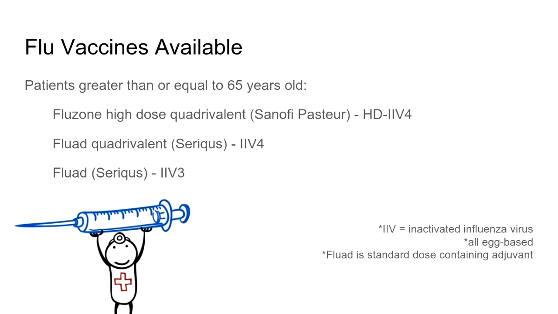So what vaccines are available to the elderly population? In those patients that are 65 years and older, it's recommended that these patients get a high-dose quadrivalent. Basically, what makes this high dose different from the flu quadrivalent, or just the flu quad, is that the high dose actually contains 4 times the antigen.